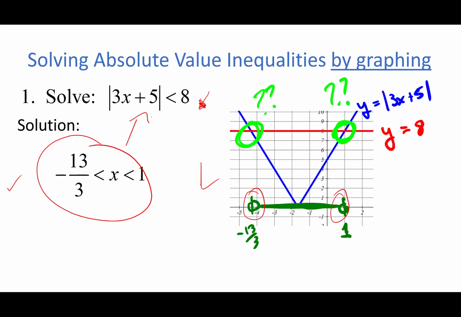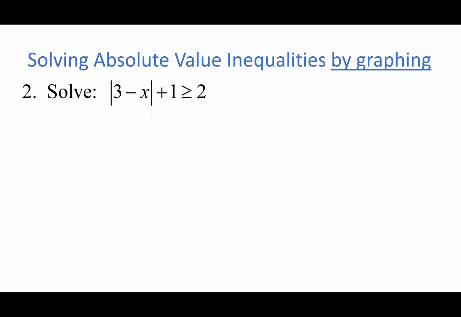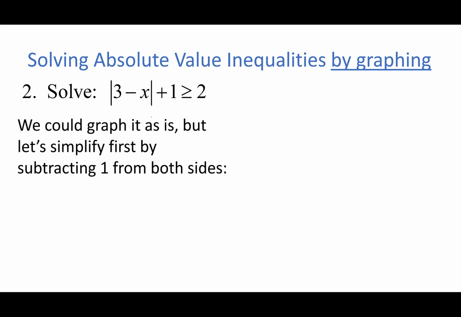So that's example 1. Let's do another example. This is going to be a little different. I changed the inequality sign around. You could go ahead and graph the left-hand side and then the right-hand side, but I'm going to go ahead and subtract 1 from both sides first, just because you can. And it's easy and just simplifies the problem. So we end up with this, because 2 minus 1 is 1.